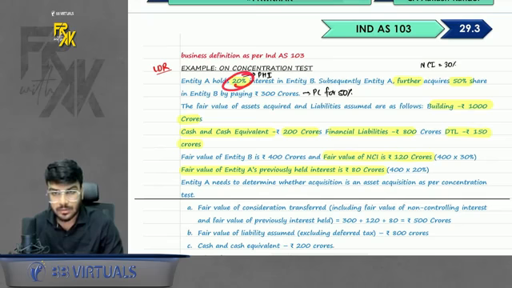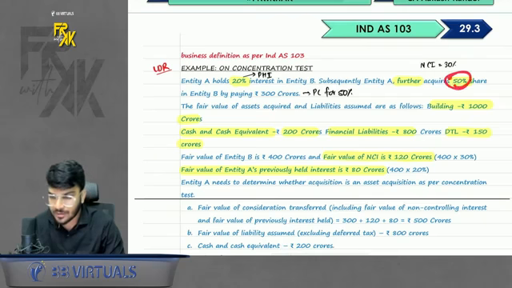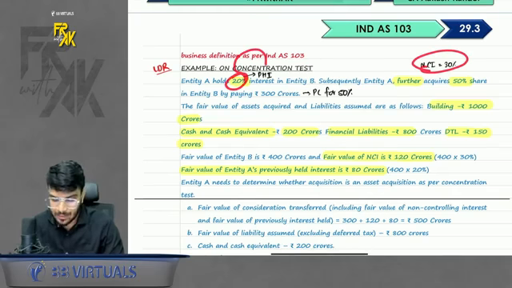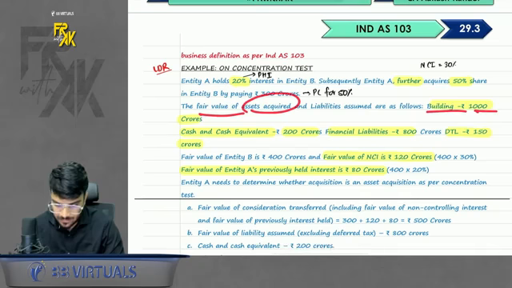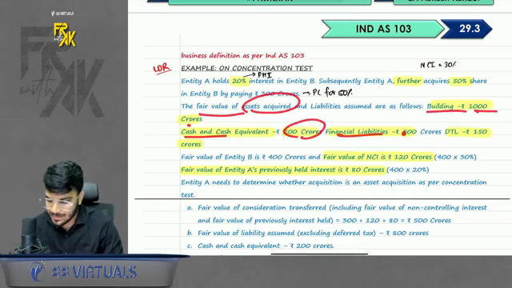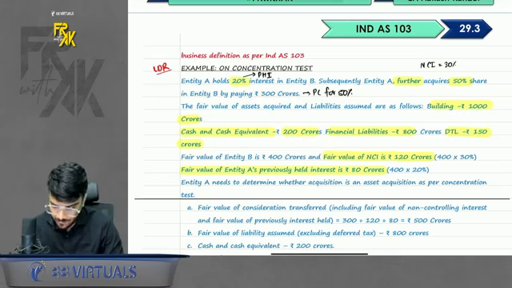So concentration test. Here if you see, we have a 20% investment before, then we acquire a further 50%. So that means 20 plus 50, 70 belongs to us, so NCI is 30%. And this 20% is the previously held investment. For the 50% which you acquired latest, you are paying a PC of 300. Fair value of assets is given: building 1000 and cash 200. Liabilities is 800, DTL is 150, DTL as it is we ignore. Then fair value of NCI is 120, fair value of previous investment is 80.